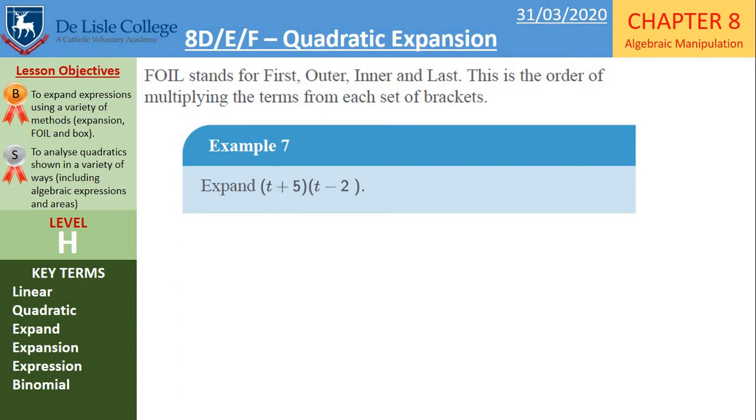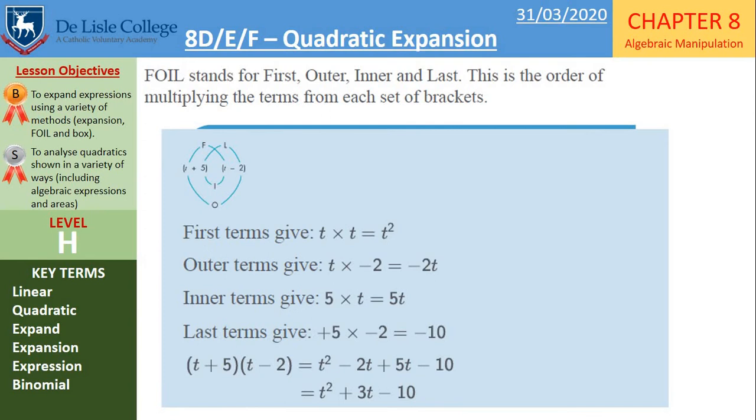So expand t plus 5, t take away 2. Now, we're going to draw this out. We're going to draw arrows between them and label them with the F, O, I and L. So the first terms, you can see the F joins up the t and the t, so that gives us t squared. The outer terms, that is t multiplied by negative 2, that gives us negative 2t.